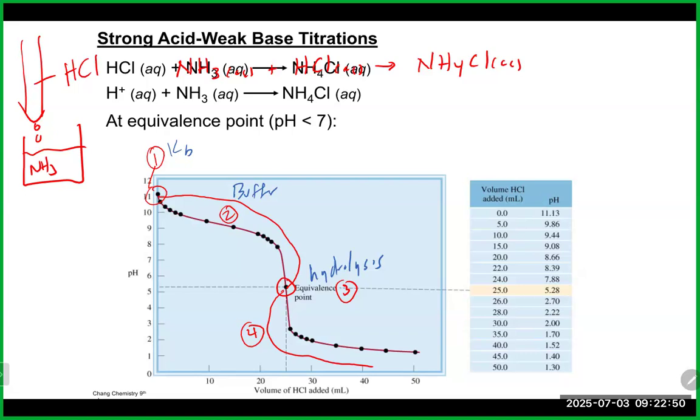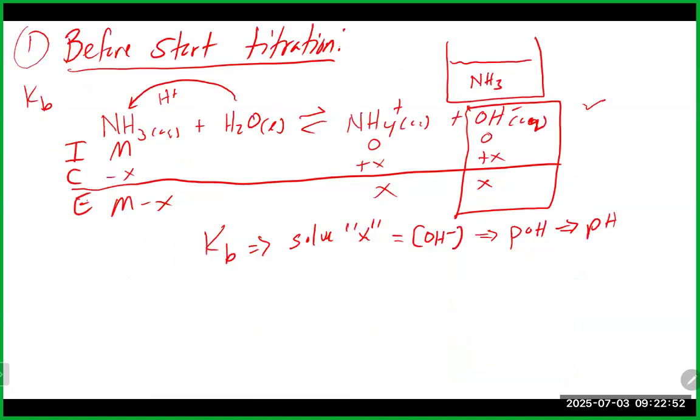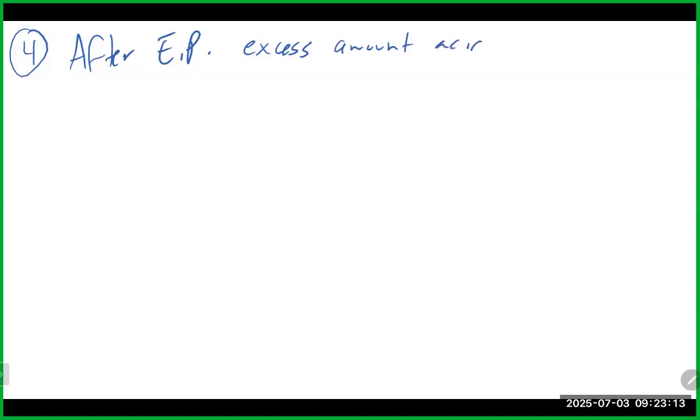All right, then that brings us to the last part of this titration curve, which is number 4 here, which is after the equivalence point. After the equivalence point, we have an excess amount of acid being added. You just keep adding your acid basically in this case. So again, we will have our reaction.